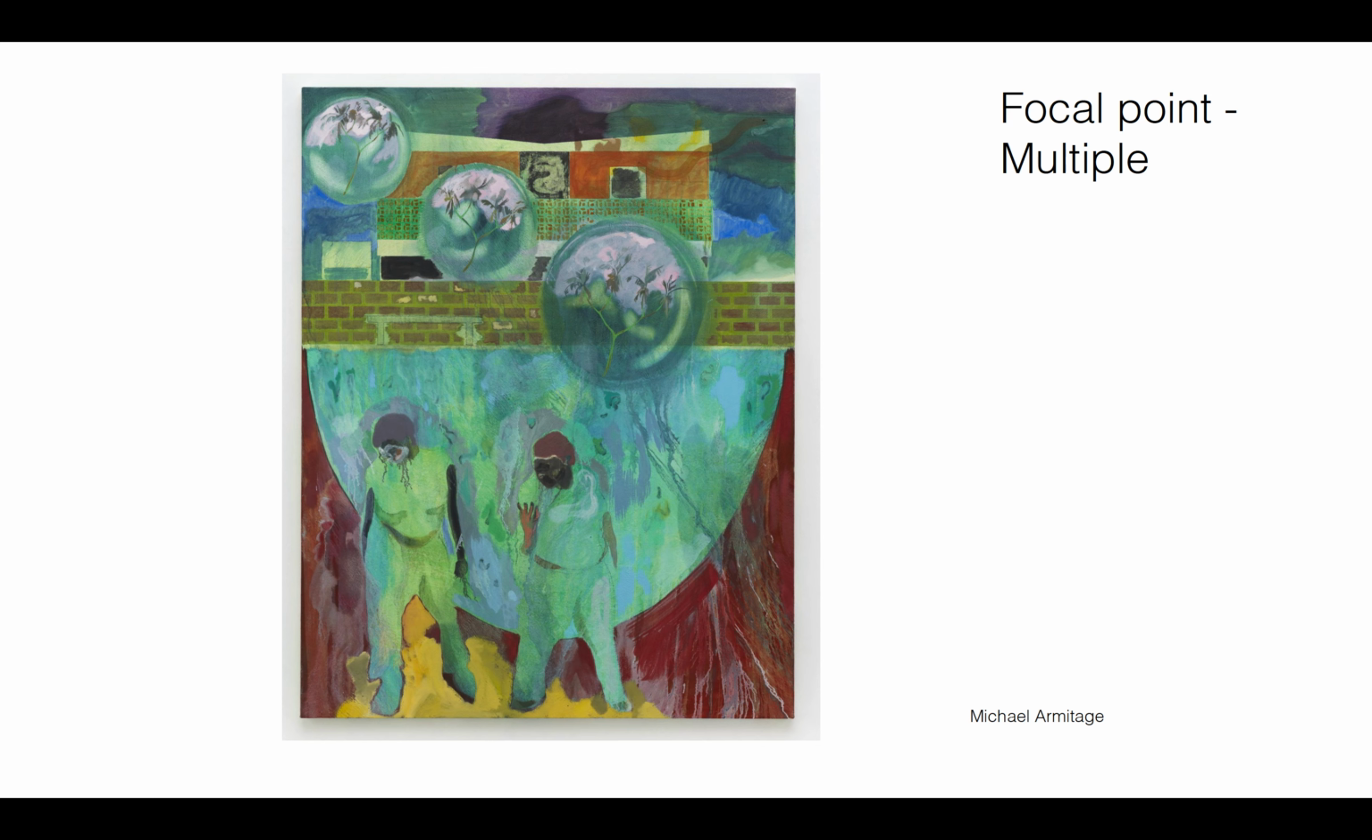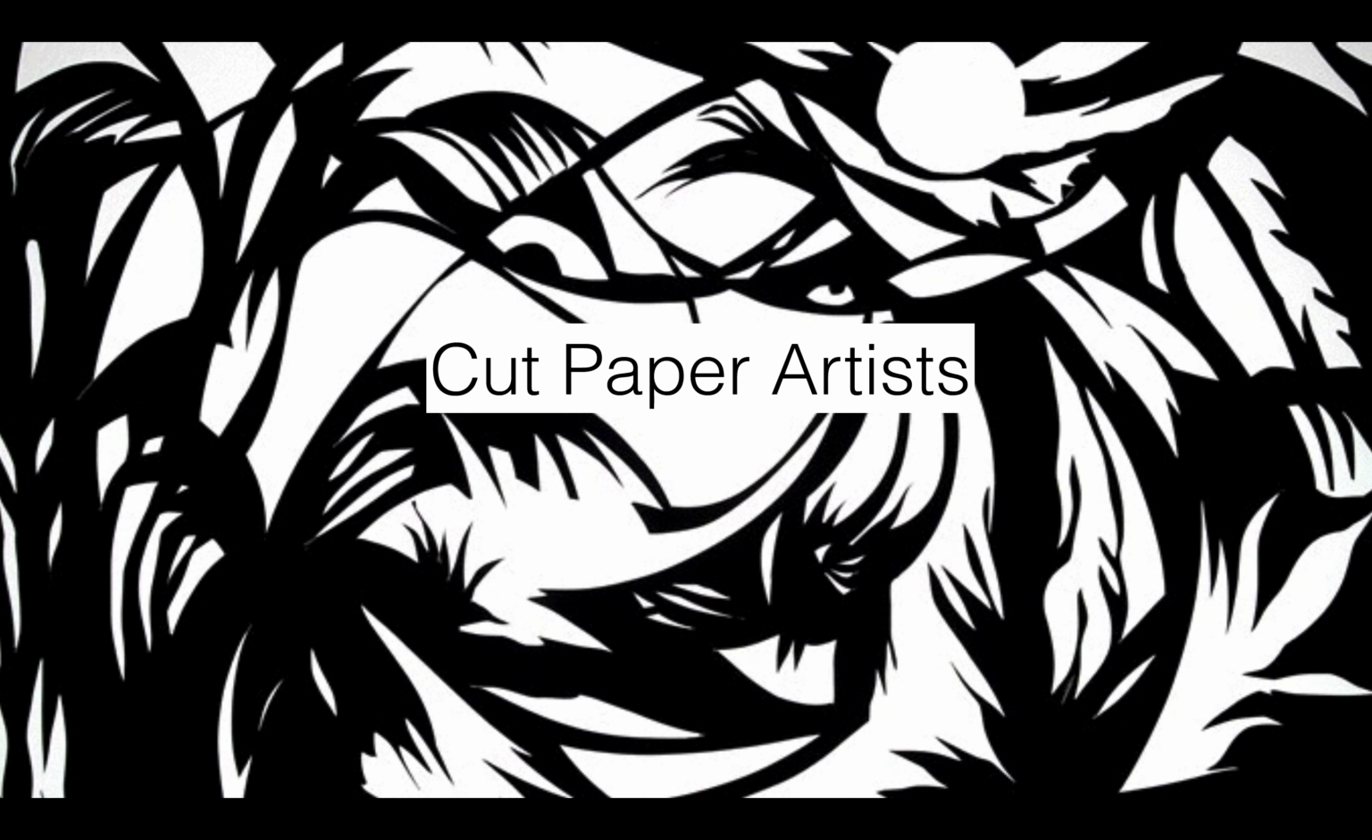Here you can see we have at least 5 focal points that are happening through scale, through contrast. So if you have multiple focal points, think clearly about what the intention is, how you want it to function. And then the last thing that we're going to be talking about today is cut paper artists.